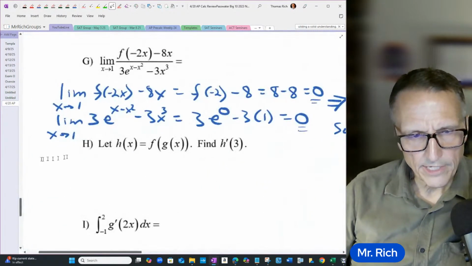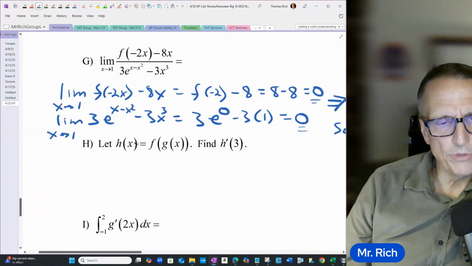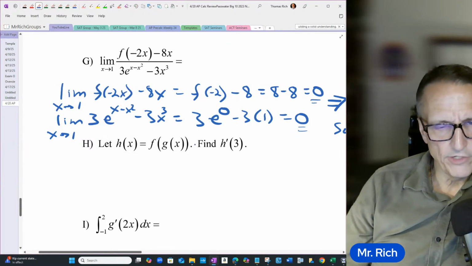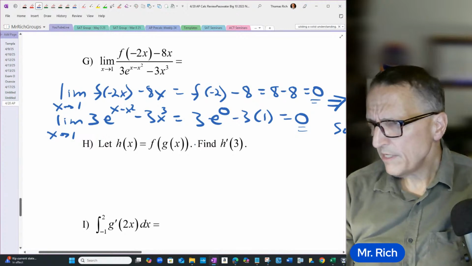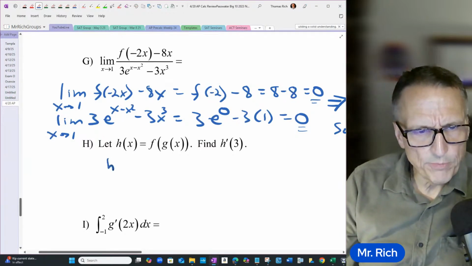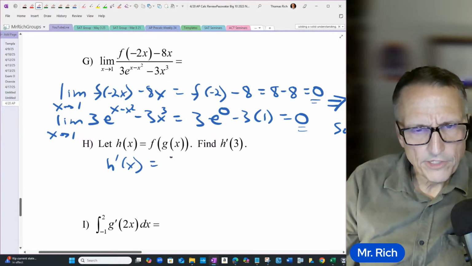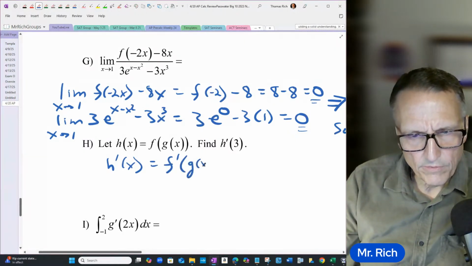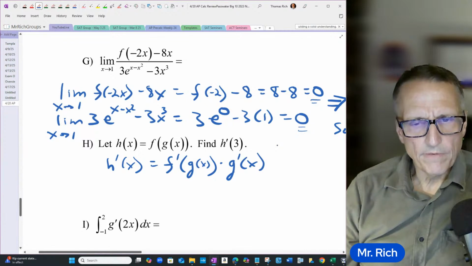Here is the next one that's really asking you to see whether you know how to use the chain rule in kind of a function notation context. So the first thing that I'm going to do is find h prime of x. And then I'll find h prime of 3. So you take the derivative of the outer and leave the inner alone. But then you have to multiply by the derivative of the inside part.